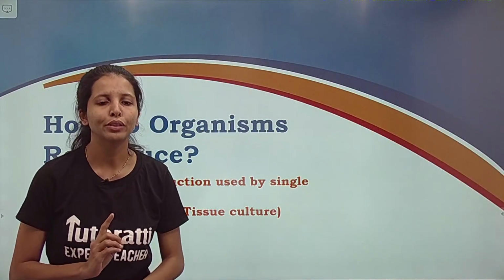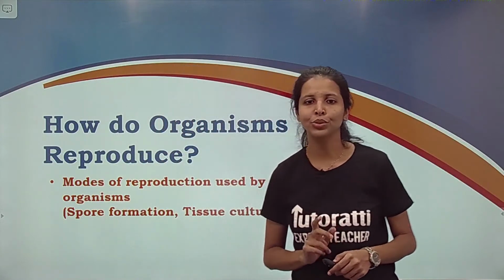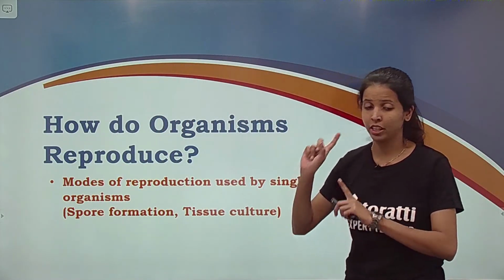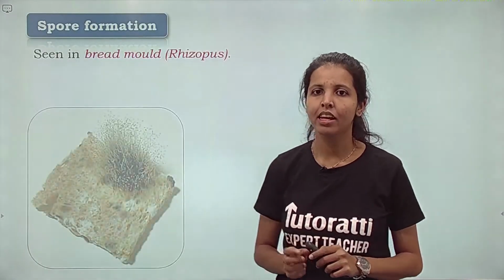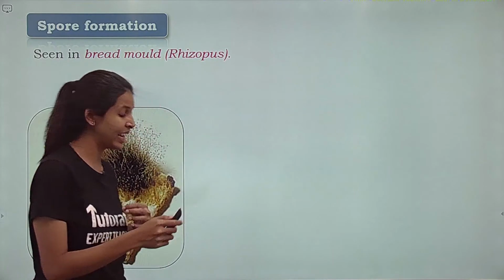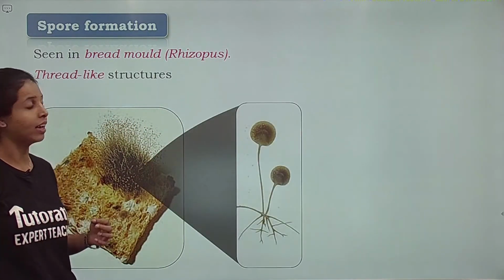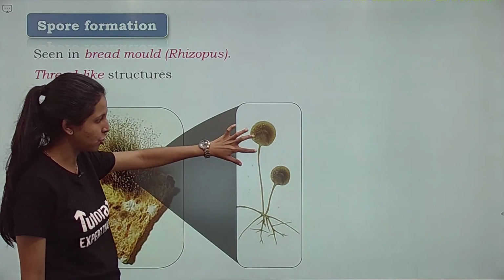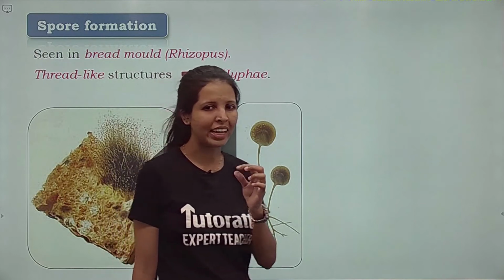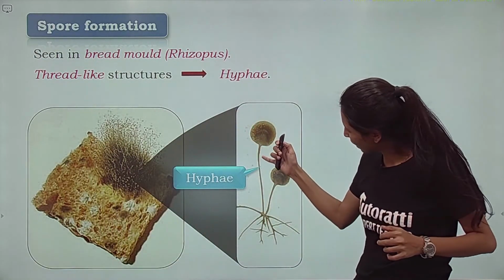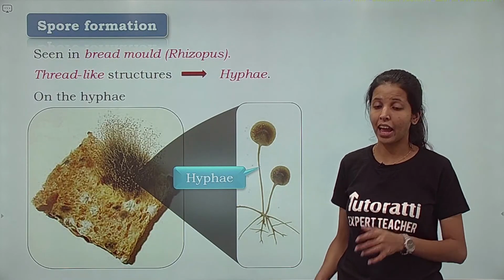Kids, now we are going to learn about the last process or last method used for asexual reproduction, that is spore formation. Interesting process, let us see. Kids, spore formation is seen in bread mold, जिसको हम rhizopus भी बोलते हैं. Now if you see the zoomed-out structure, thread like structures होते हैं, they are thin delicate thread like structures, and यहाँ पे these are called hyphae.